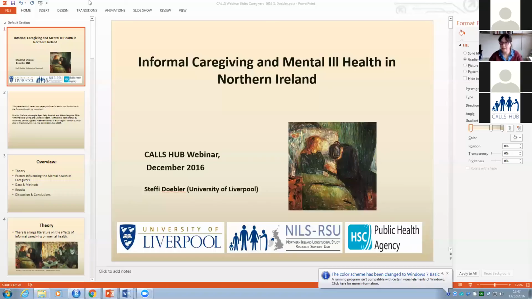Okay, so our next speaker is Stefanie Doebler. Steffi has just moved to a research position at the University of Liverpool. She previously worked at Queen's University Belfast, where she was part of the Northern Ireland Longitudinal Study. And we're going to change topic and data set now. So she's going to give a paper on the association between informal caregiving and mental ill health in Northern Ireland.